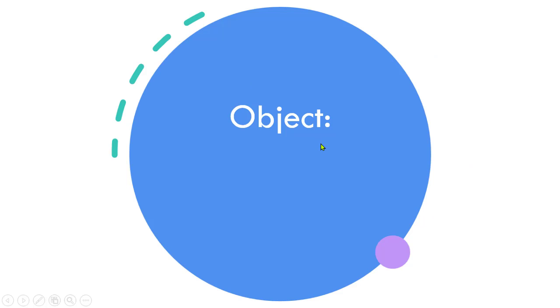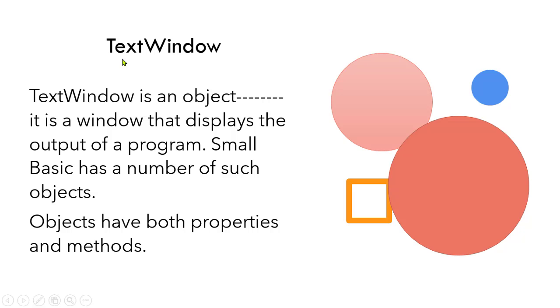What is an object? An object is the fundamental building block of small basic. It means that an object is the basic component of small basic. Students, text window is an object which is used in small basic. It is a common object used in small basic, and this is a window that displays the output of a program. Small basic has a number of such objects, and objects have both properties and methods.